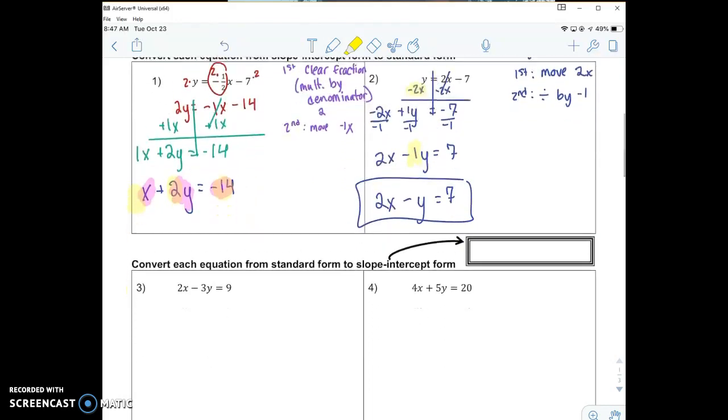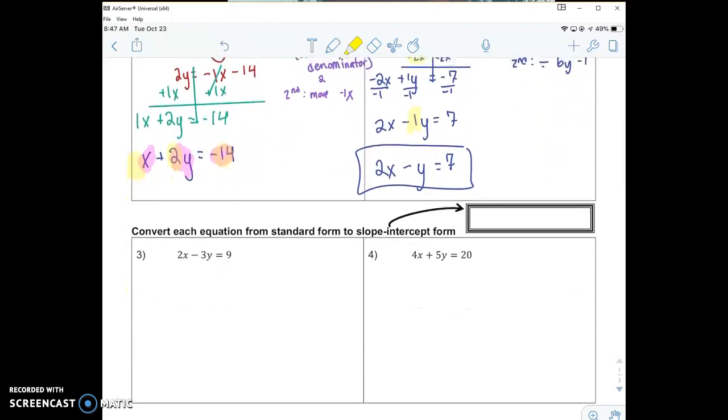Our next pair of problems says convert each equation from standard form to slope-intercept form. So we need to convert these into y equals mx plus b. Or in other words, I need to solve for y. On number 3, I'm going to start with boxing the term that I need to solve for. I need to get the y by itself. First, I'm going to move 2x. It's positive, so I can move it by subtracting.